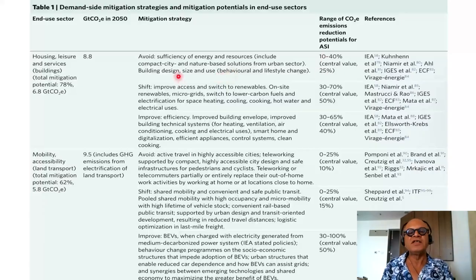So they have the avoidance here has the potential for ASI, avoid, shift, and improvement of 10 to 40% with a central value of 25%.